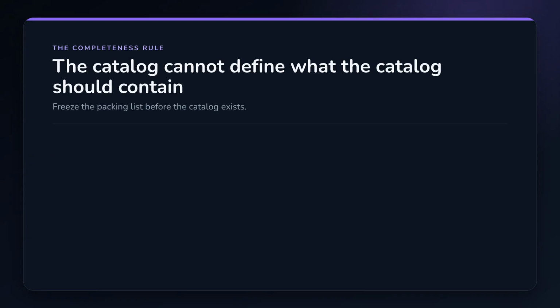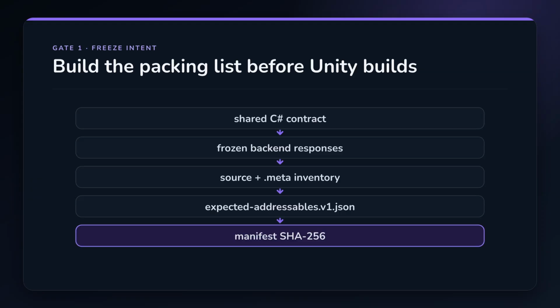That was the key mistake. We were asking the catalog to define what complete meant. To know that C is missing, the expected list has to come from somewhere other than the catalog itself. We did not need a bigger counter. We needed our own packing list. A catalog cannot be its own checklist, so the first CI stage creates the checklist before Unity builds anything.